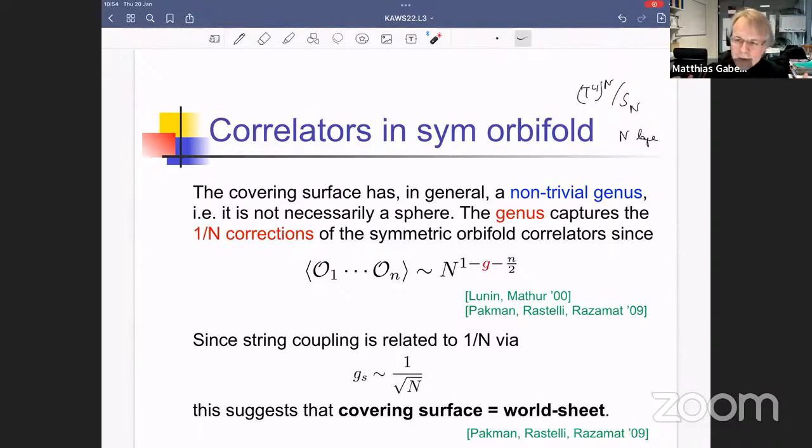So that's a very strong hint. What it suggests is that in some sense, you should think of the covering surface as being the worldsheet. Somehow what this n dependence tells you is that this covering surface, which initially seems to be something fictitious, probably wants to end up being identified with the worldsheet of the dual AdS. And this is indeed what we will see happening. I'm jumping ahead a little bit myself, but you'll see how this comes about. At this stage this is a bit of a vague statement, and I'll explain more precisely what I mean by this.